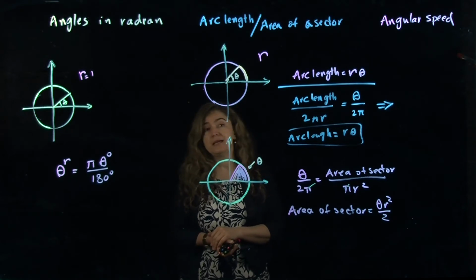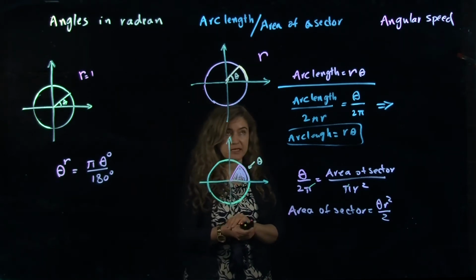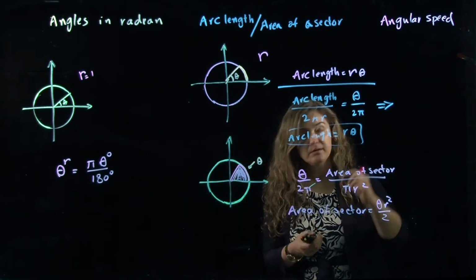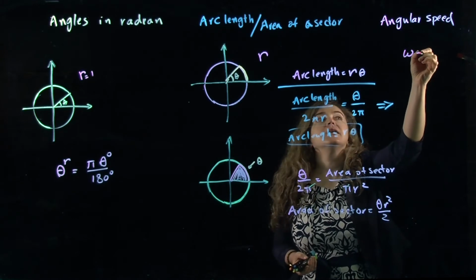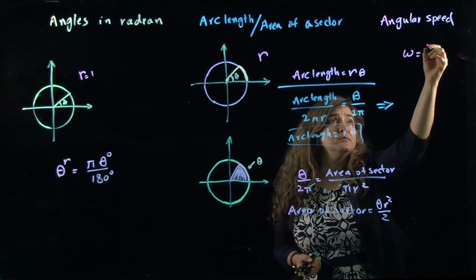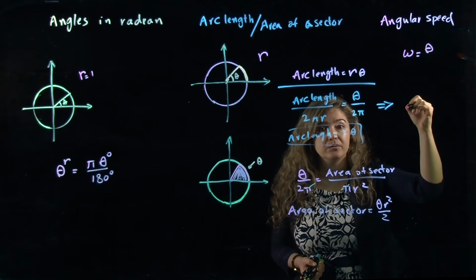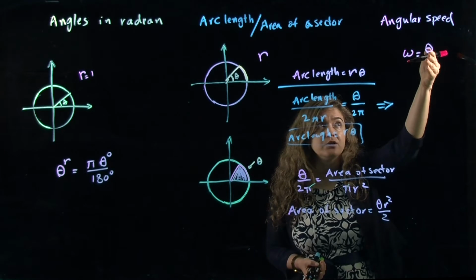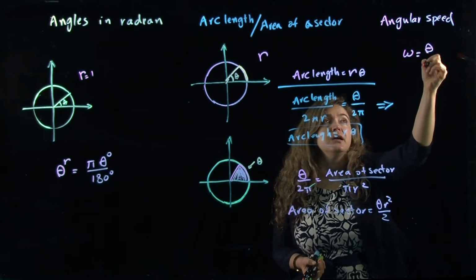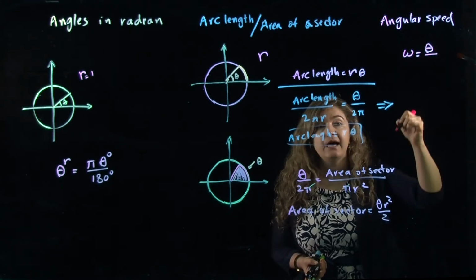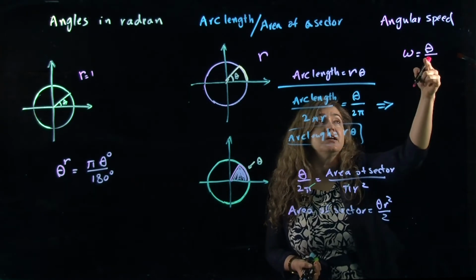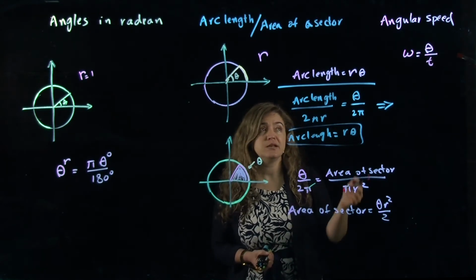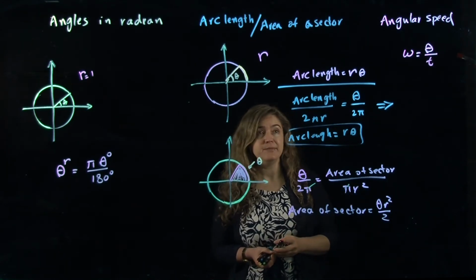The next thing is the angular speed. What is angular speed? Angular speed, and we show it with omega, is the average angular speed, equal to the angle that has been covered divided by the time that it was covered in. So omega is equal to theta divided by t.